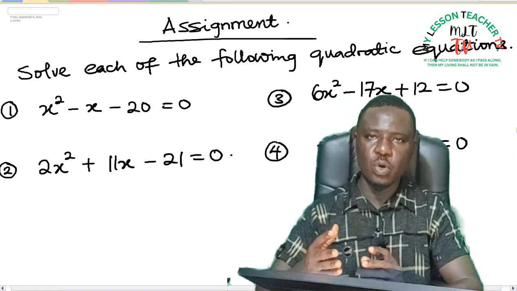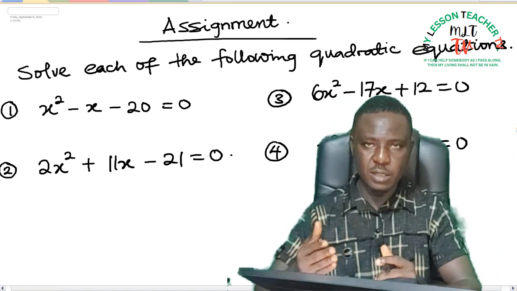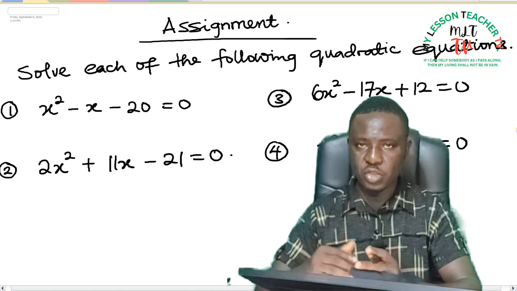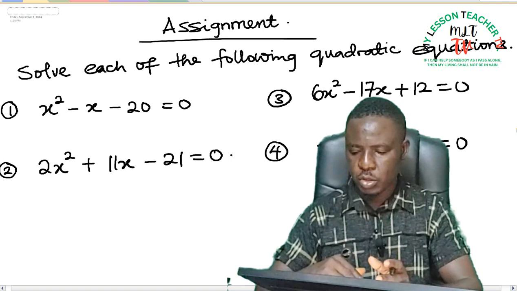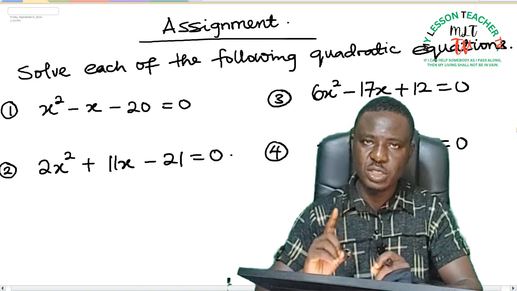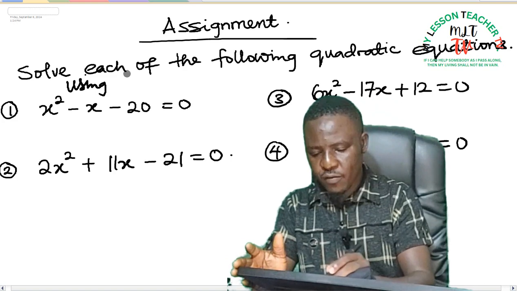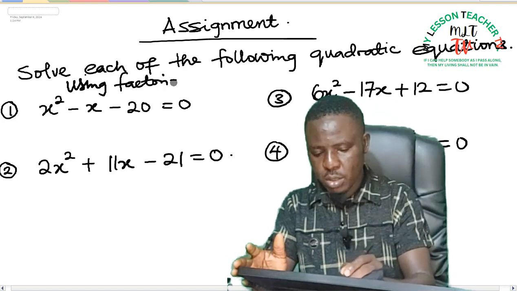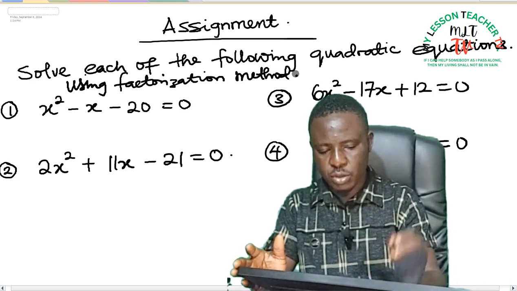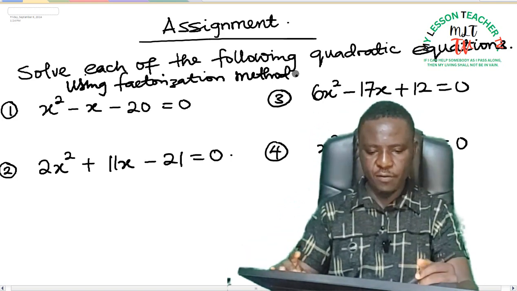This will help you understand all what we have done. So if you're able to solve this, it means you have actually understood what we have done today. The question says you should solve each of the following quadratic equations, please, using the factorization method. I think I should include that, because the aim is for you to understand the factorization method. So you have to solve 1, 2, 3, and 4.